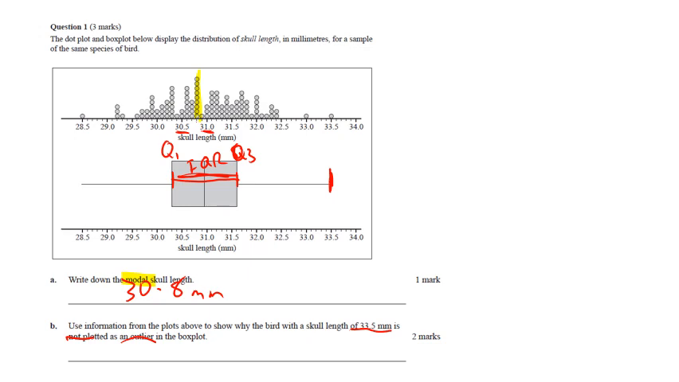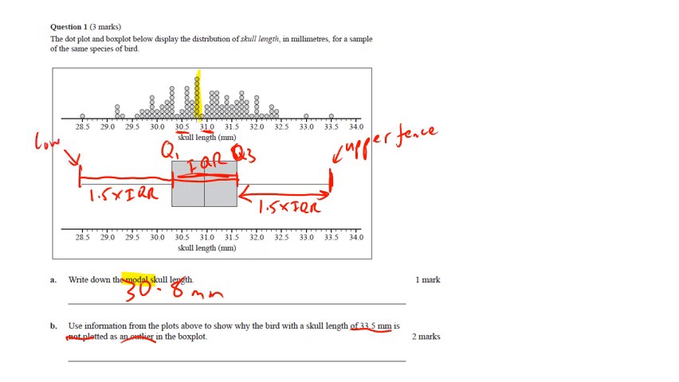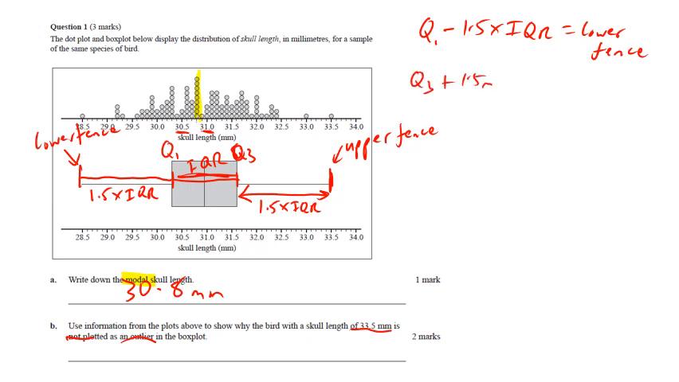And this distance here is 1.5 times the IQR, and we call this the upper fence. And the other one is actually going this way, 1.5 times the IQR. So because we're going on the negative side, we have to do a minus, and this is our lower fence. So in this instance, the lower fence is Q1 minus 1.5 times IQR. That's the lower fence. And Q3 plus 1.5 times IQR equals the upper fence.